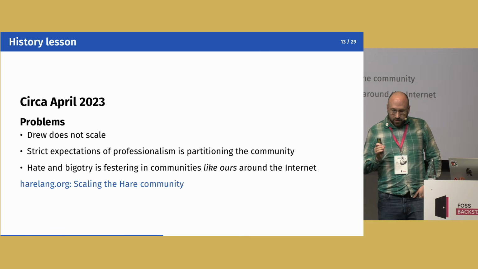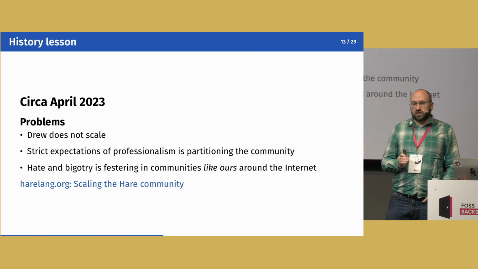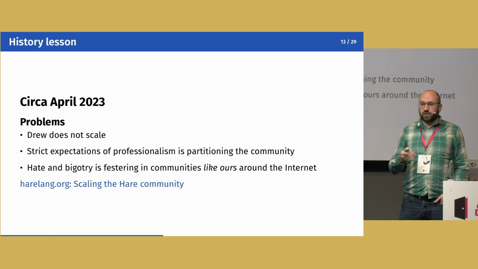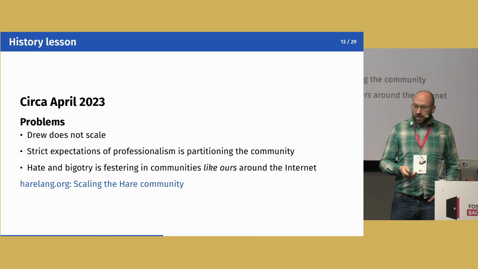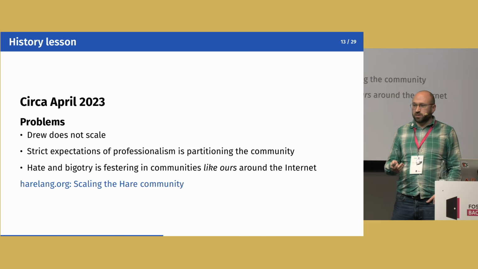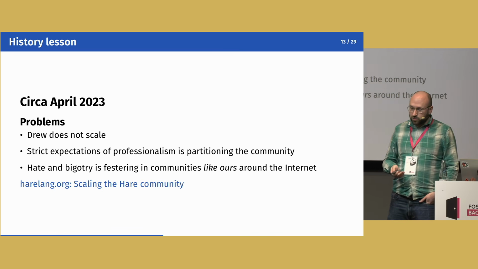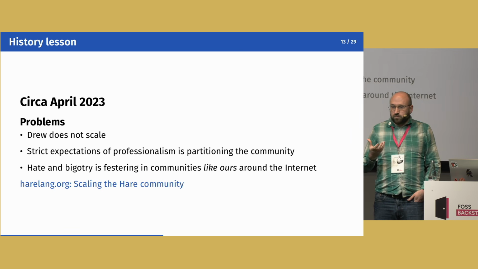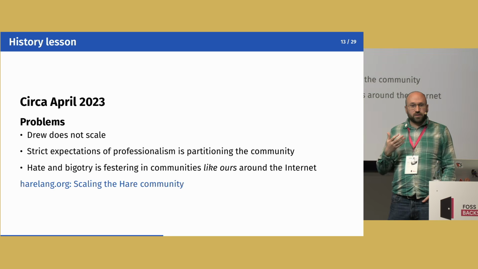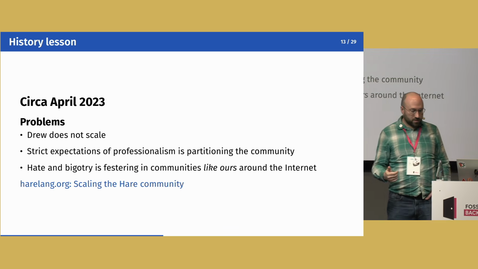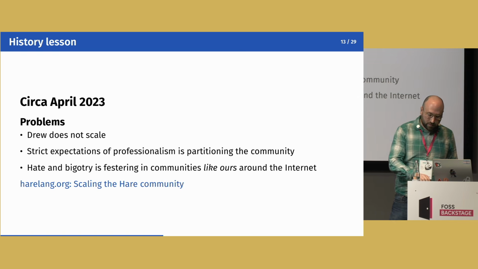There's also, at this point, a strict expectation of professionalism within the community spaces. We're here to talk about Hare and to build Hare, to work on Hare. And we've all agreed that this is good for the community to have these on-topic spaces where we approach ourselves as professionals working together for a shared goal. But because of that, it's starting to partition the community because people are developing friendships, and they're moving those friendships and those social elements out of the Hare community, which is also causing some problems that I'll get into.